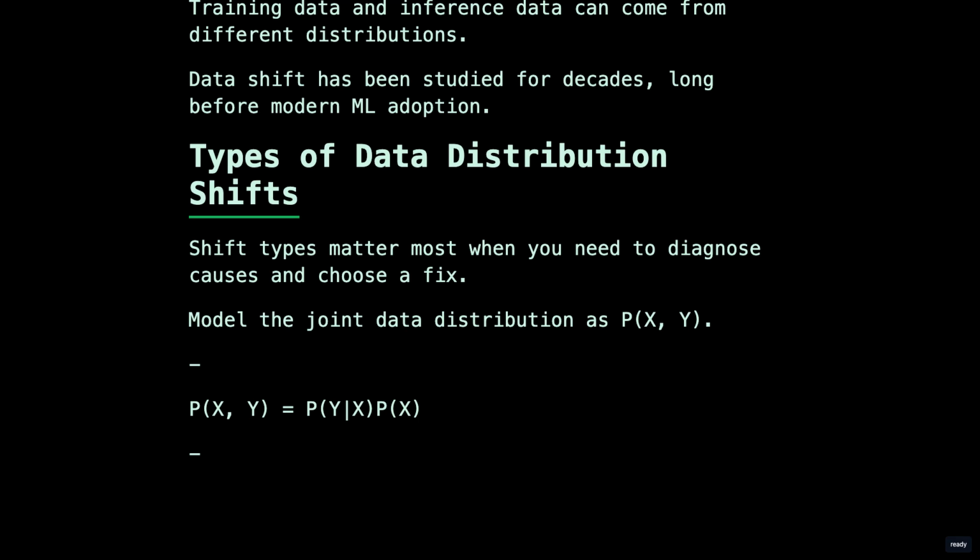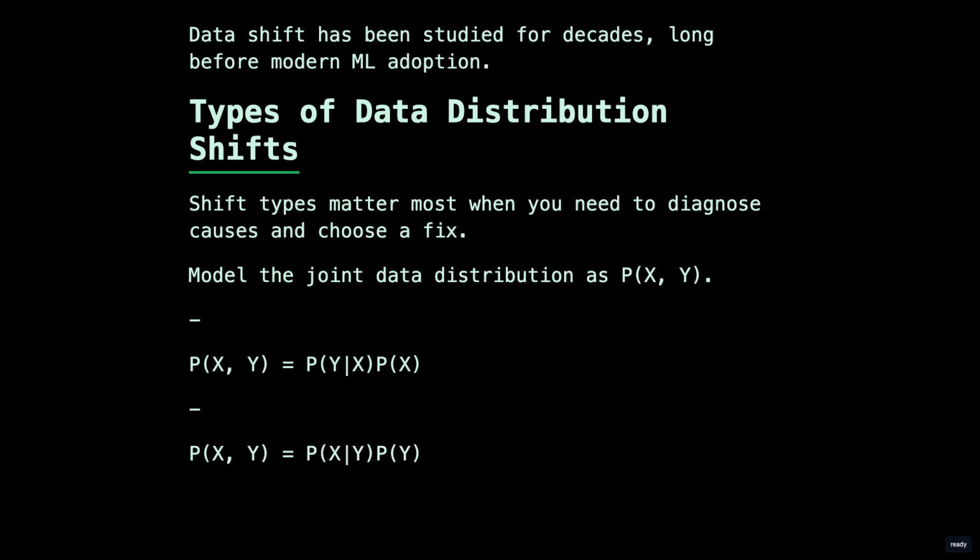The second factorization instead starts from the label and conditions the input on it. This version is useful when the class balance changes. It separates how often each label occurs from the feature patterns associated with that label.